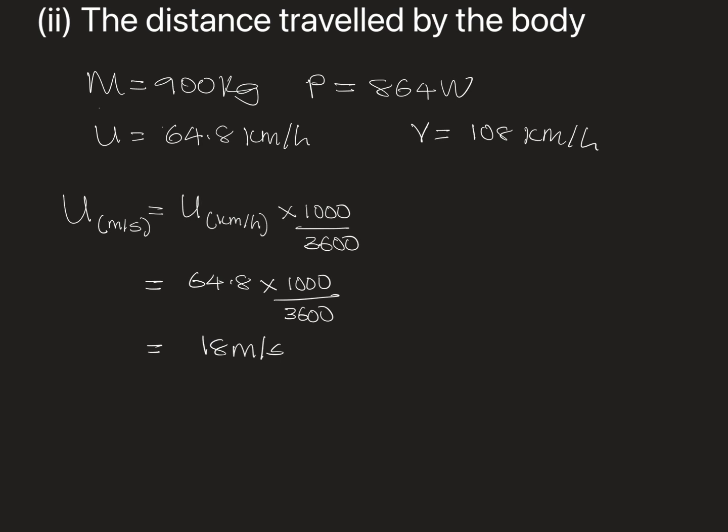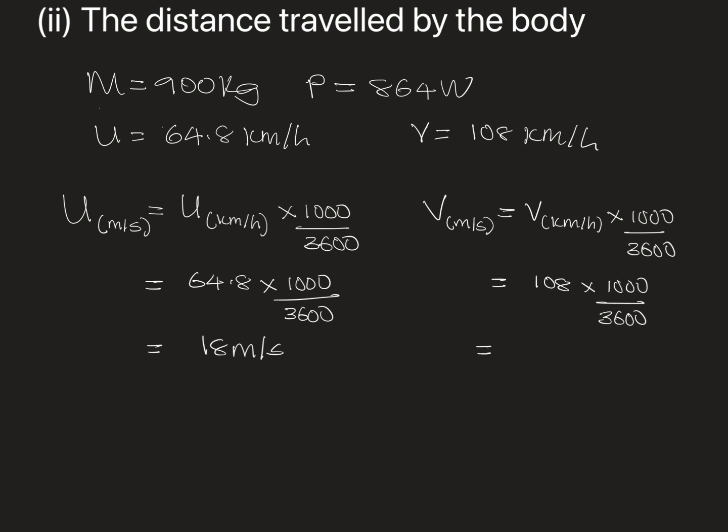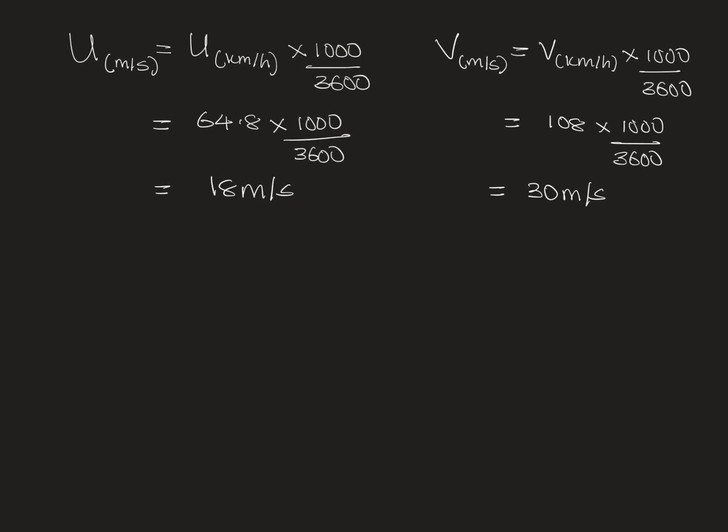Okay, I'll do the same thing for the final velocity v. The final velocity v in meters per second will be equal to the final velocity in kilometers per hour multiplied by 1000 divided by 3600. So that will be 108 multiplied by 1000 divided by 3600. That will be 30 meters per second.